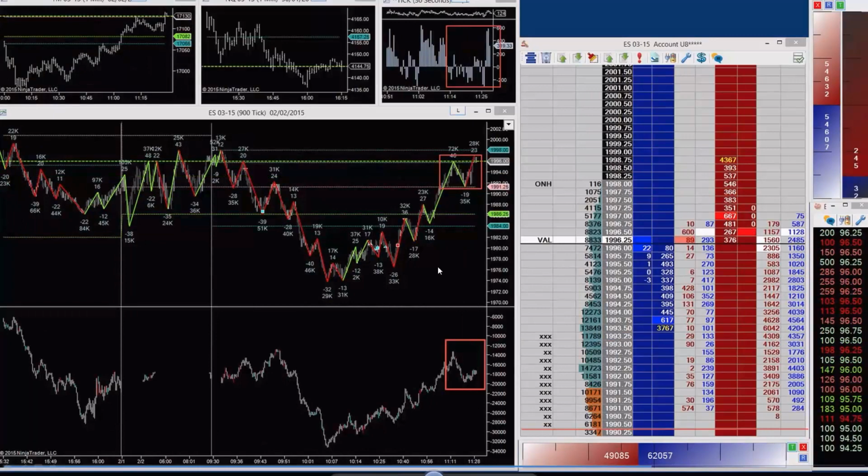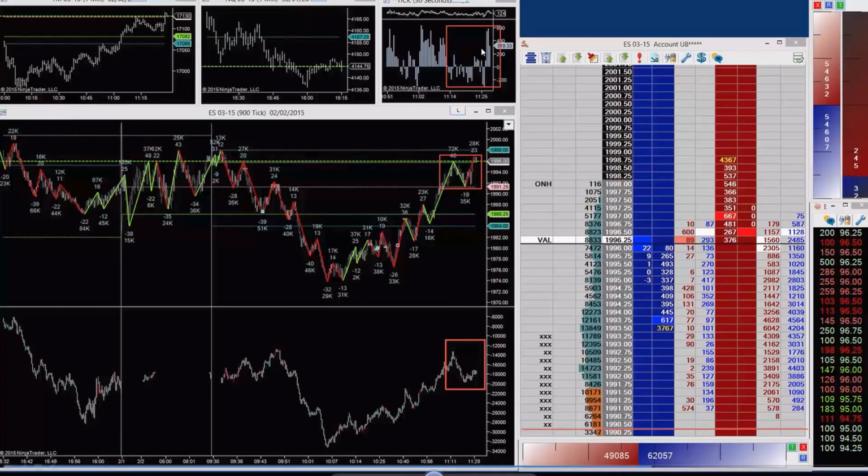Okay, and here is where we have a potential failure. Okay, so this is a bigger pullback. And we can see actually there's some delta move in this pullback too. But the Dow is still up. It would be nice to see what the Nasdaq was doing, but the chart's frozen.